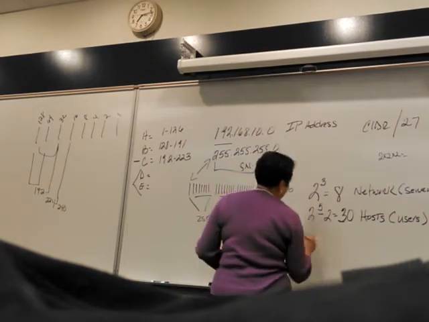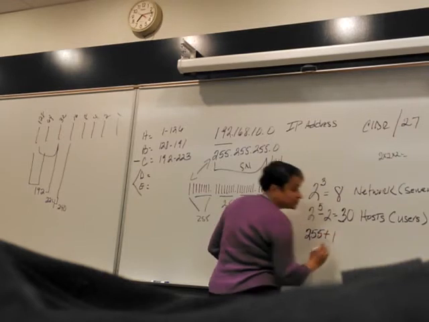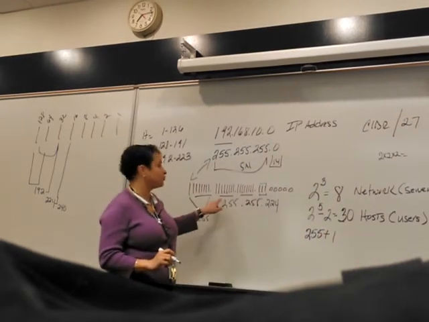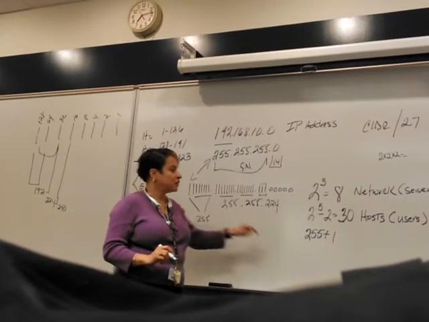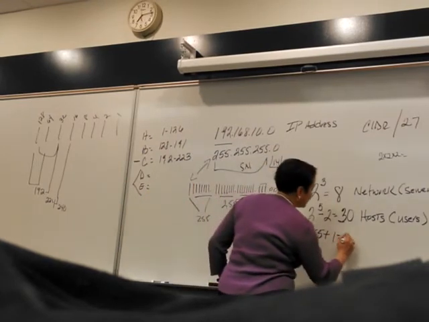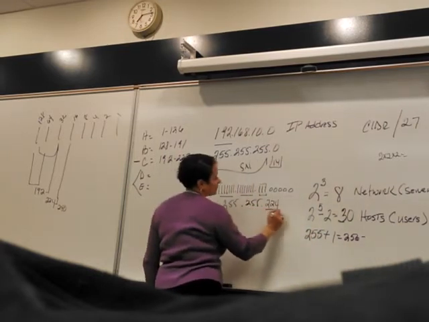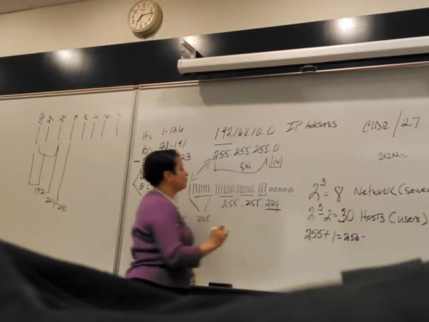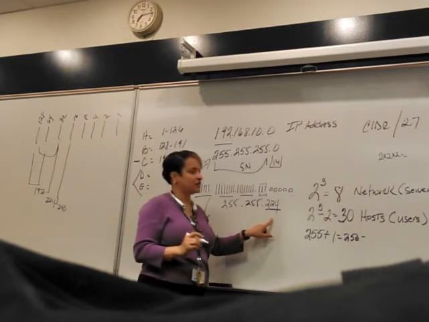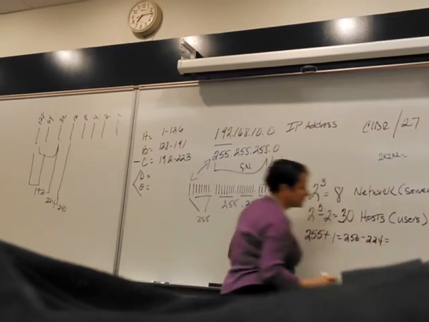To determine the block size, you're going to say 255 plus 1. So it's the total of all bits on plus 1, loopback, right? Equals 256 minus your mask. I don't care what class you're doing, you're always going to minus the mask. So minus 224, what's that? 32. 32.